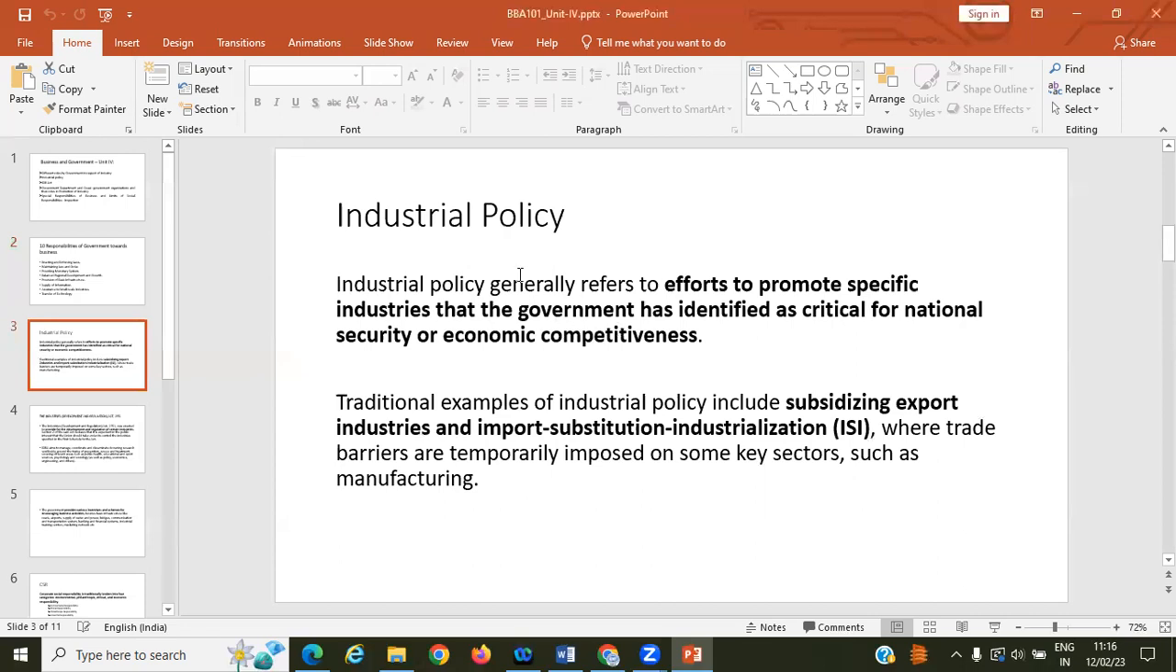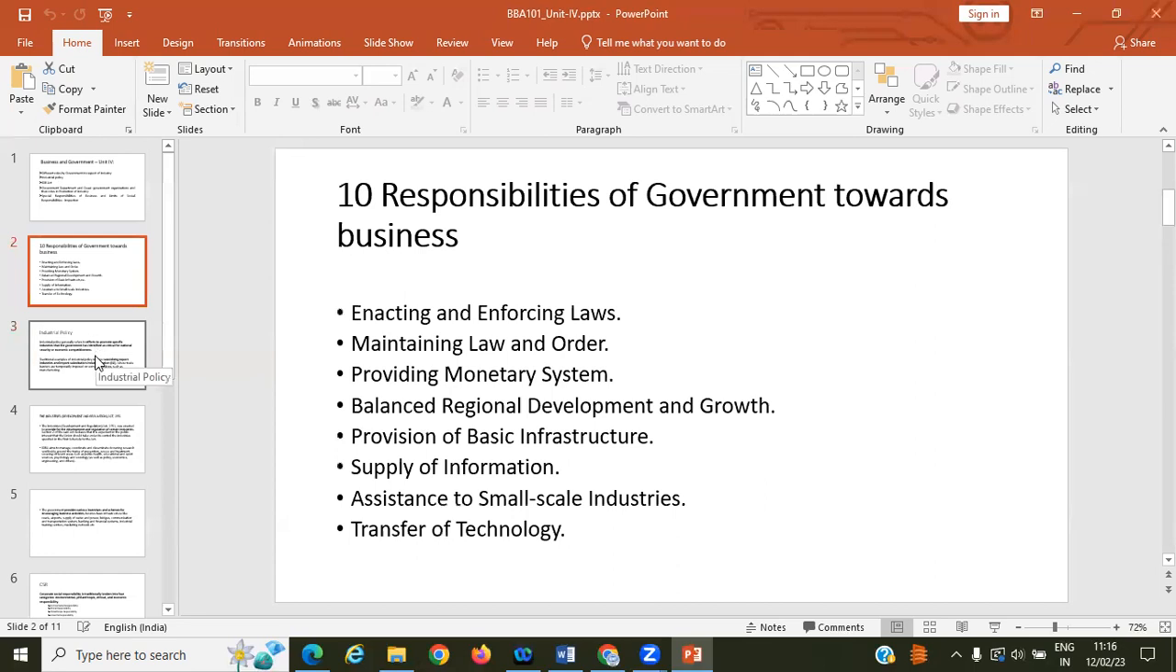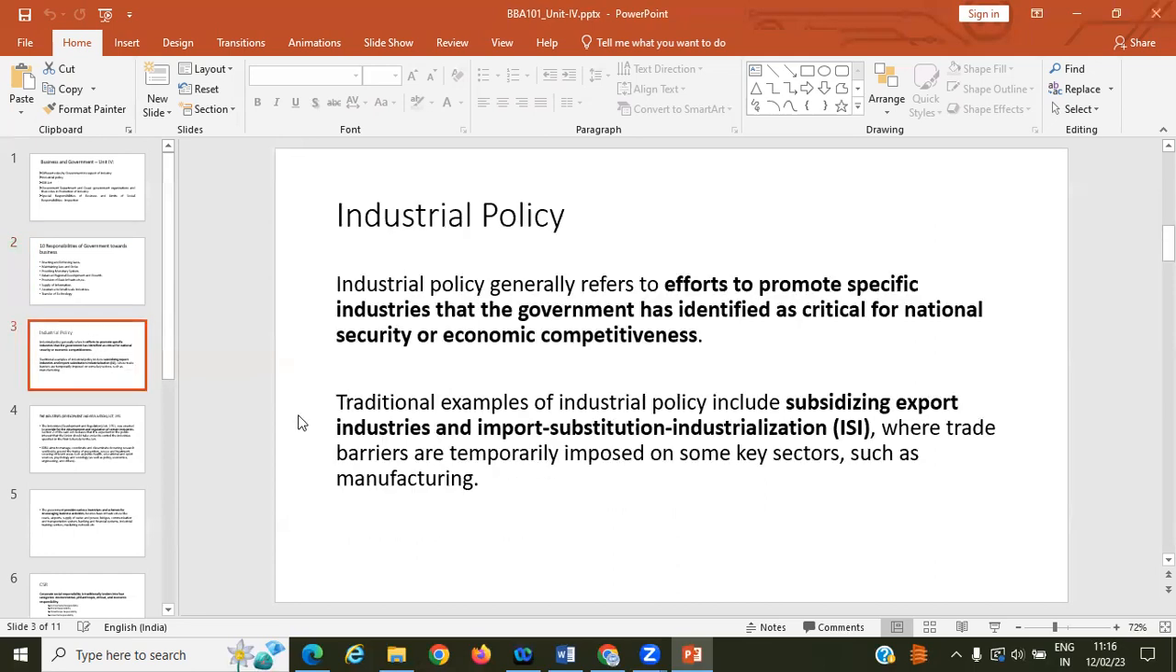One more topic is industrial policy. What is industrial policy? Industrial policy is to promote the industry. Industrial policy generally refers to efforts to promote specific industries that the government has identified as critical for national security or economic competitiveness. That means government is making some policies, rules and regulations to promote certain industry in that locality.